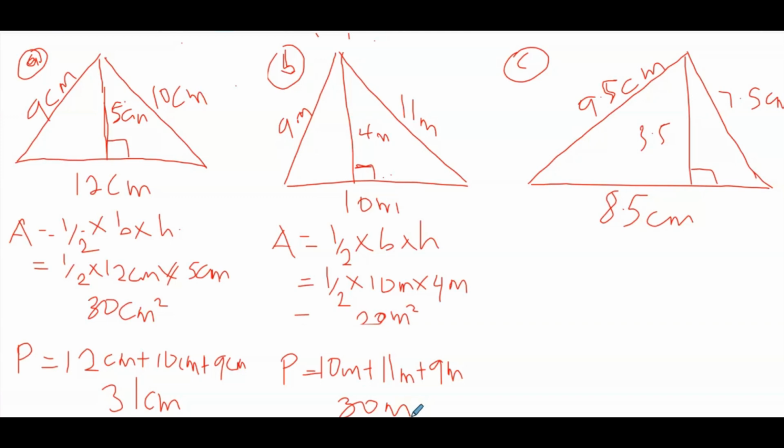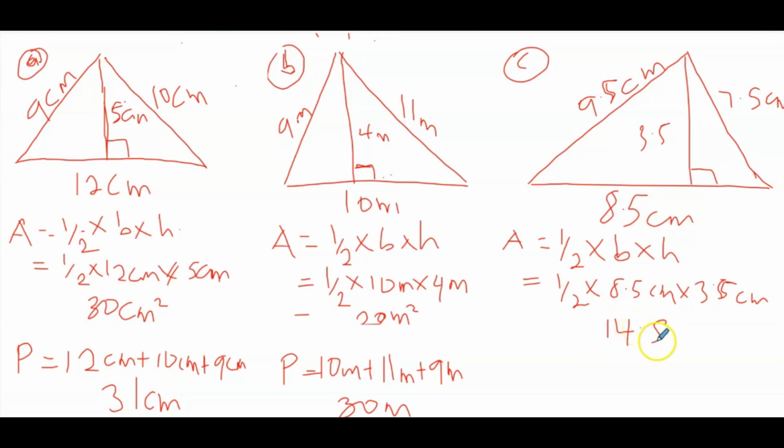You're supposed to find the area and perimeter. Again, area A is half times base times the height. Let's do a quick substitution: half times our base, 8.5 centimeter, times our height, 3.5 centimeter. When you multiply half times 8.5 times 3.5, you get 14.875 centimeters squared. That's the area.